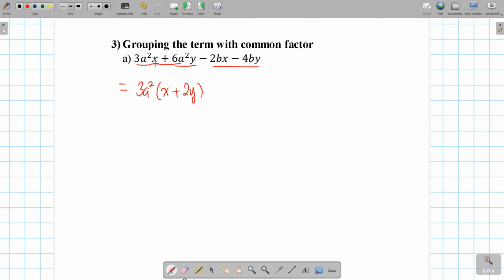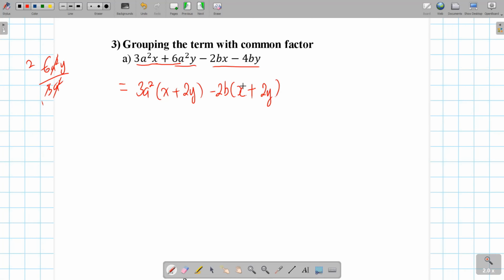Okay, if you cannot see it, you can always do 6a squared divided by 3a squared. So a squared cancels off, 3 into 6 is 2, and we have 2y. Alright? And next for this one, we have negative 2b as our common factor. Once we extract it out, you are left with x only. And for this negative 4by, since the common factor is negative and this is also negative, this will be a positive. So you take out 2b from 4b, we are left with 2y.